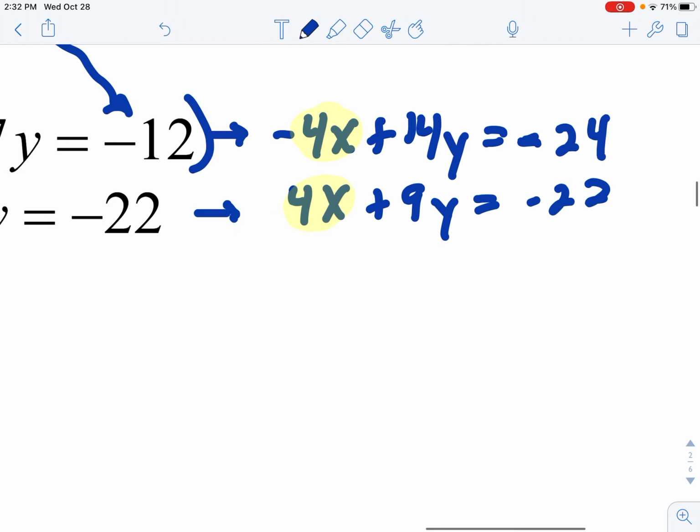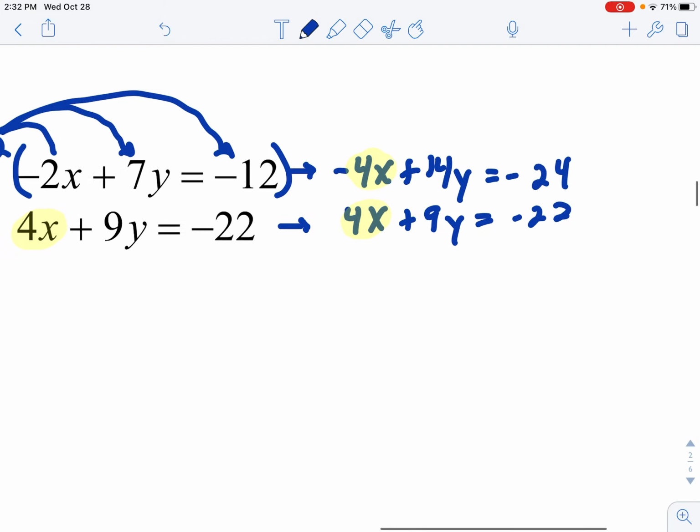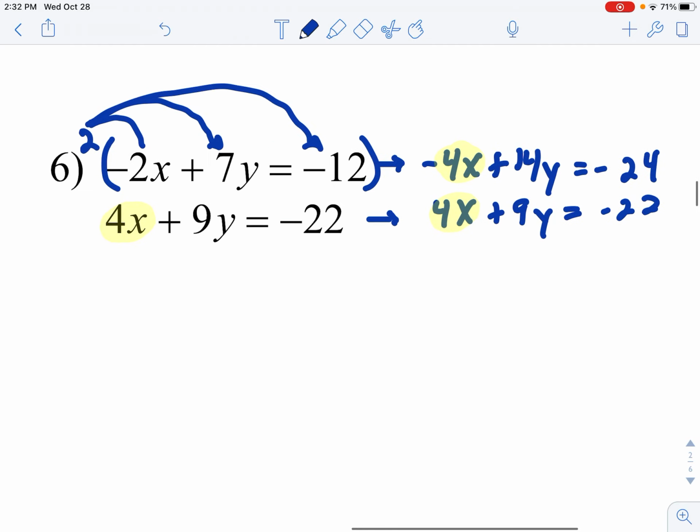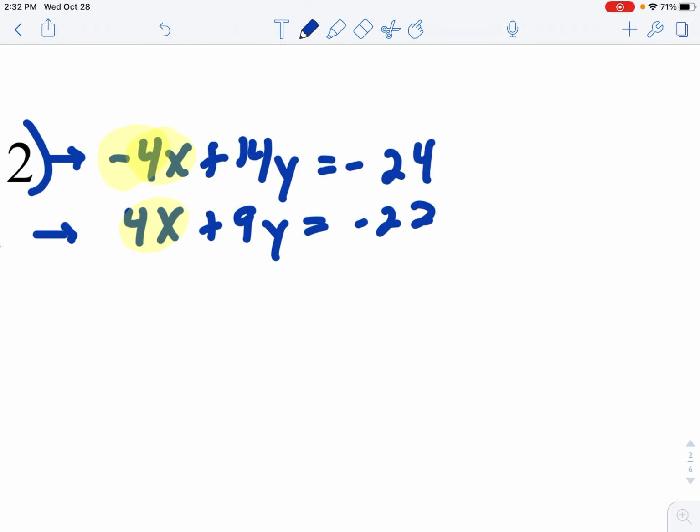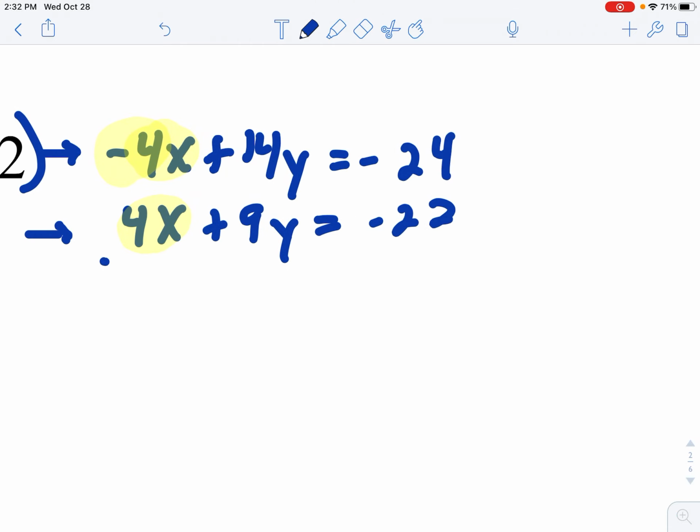And let's see, maybe I can write this a little neater. So that was equals negative 24. Yeah, let's go with this now. So I made this negative 2 into a negative 4 by multiplying it by 2. That was all on me, and that's going to be the sort of thing you need to figure out to make these work. All right, so if I combine these, negative 4x plus 4x cancels out.